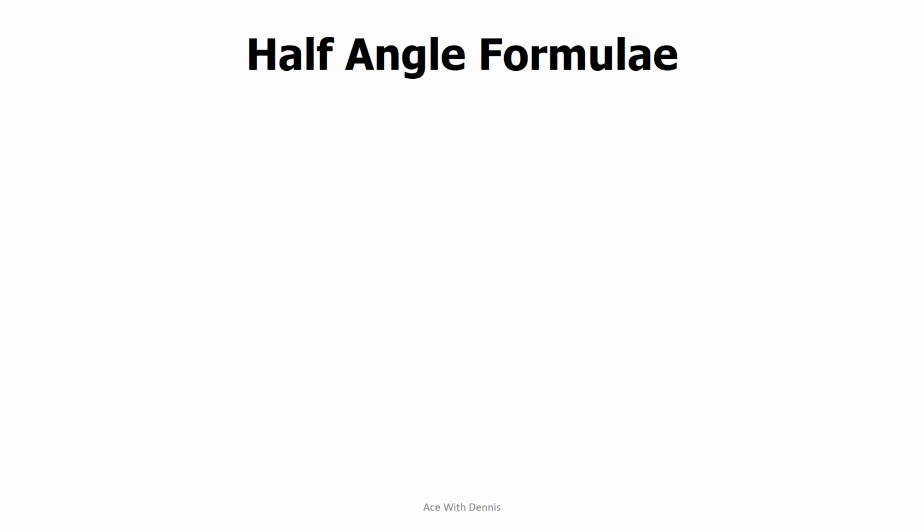The next formula that you need to know is the half angle formula. The half angle formula comes from the formula of cosine 2A, where there are three formulas. Do you still remember? The first one is cosine 2A equals cosine square A minus sine square A. Cosine 2A also equals 1 minus 2 sine square A, or cosine 2A also equals 2 cosine square A minus 1. How to get these formulas we have discussed previously.